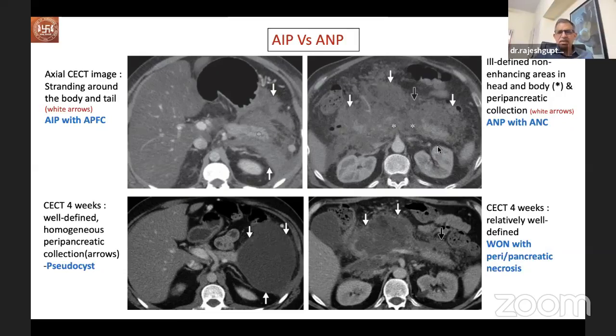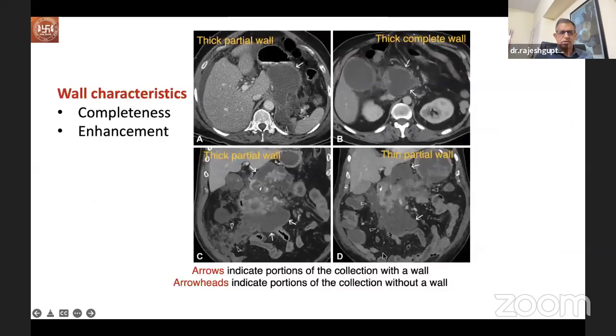In contrast, here on the right frame, on the upper side, you find that the stars show necrosis of the parenchyma, which is also extending into the peripancreatic fat. In the phase which is less than 4 weeks from the onset, it will be called acute necrotic collection. And when it shows localization and becomes walled off, it will be called walled off necrosis.